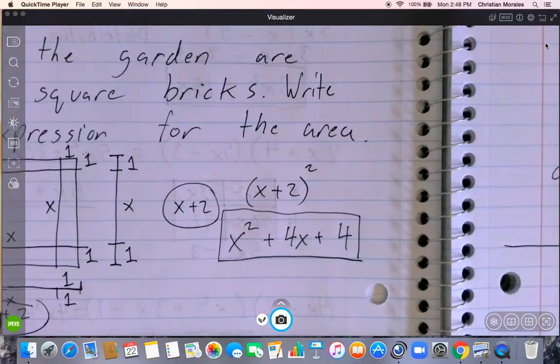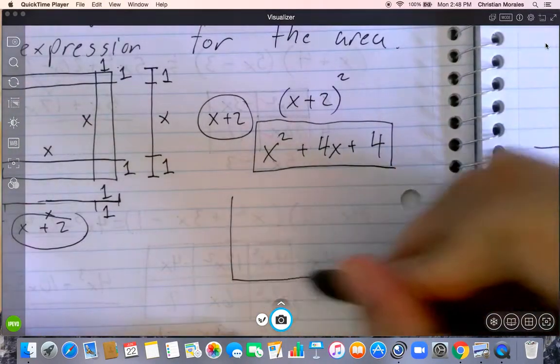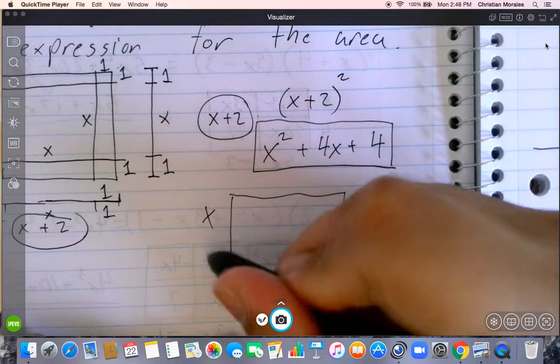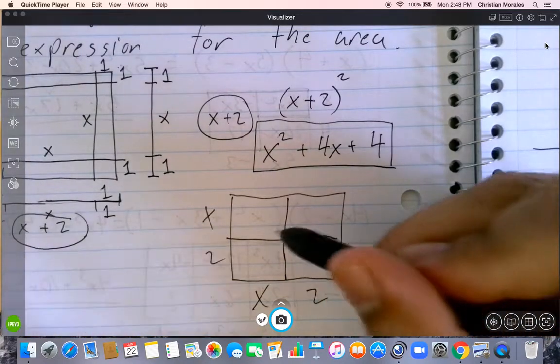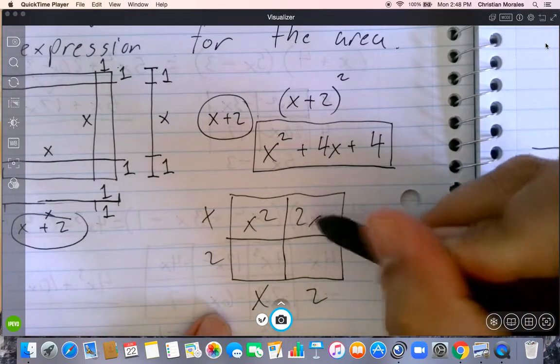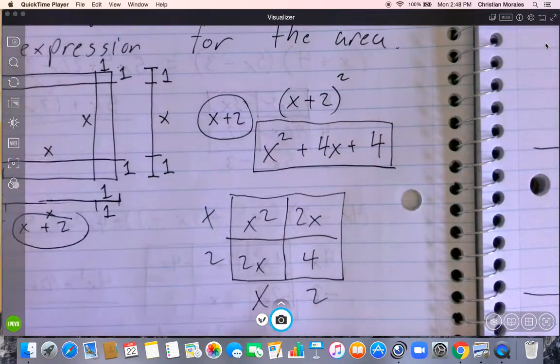And if you don't believe me, you can make the area model. You can do x and 2, x and 2, and you'll see you'll get x squared, 2x, 2x, and 4. You combine your like terms, you get that. But that's it, guys. That's how you do it.